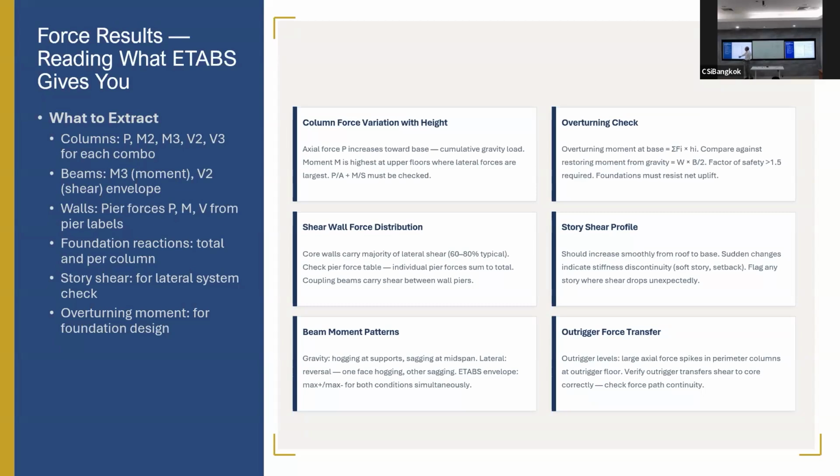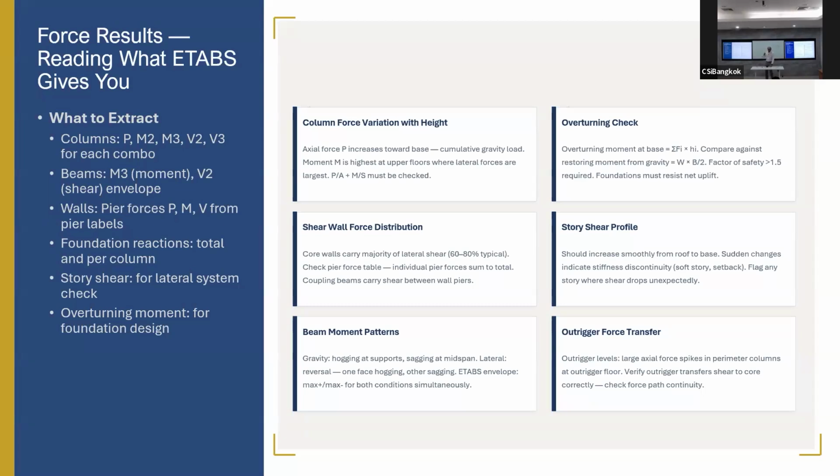Then shear wall force distribution, because normally shear wall is modeled by a shell element, but we get the forces back by calling it a pier. So it will do the stress integration and put the bending moments back into pier. So you should know how to assign pier labels, how to assign spandrel labels, so that you can get the results back. Look at the story shear profile.